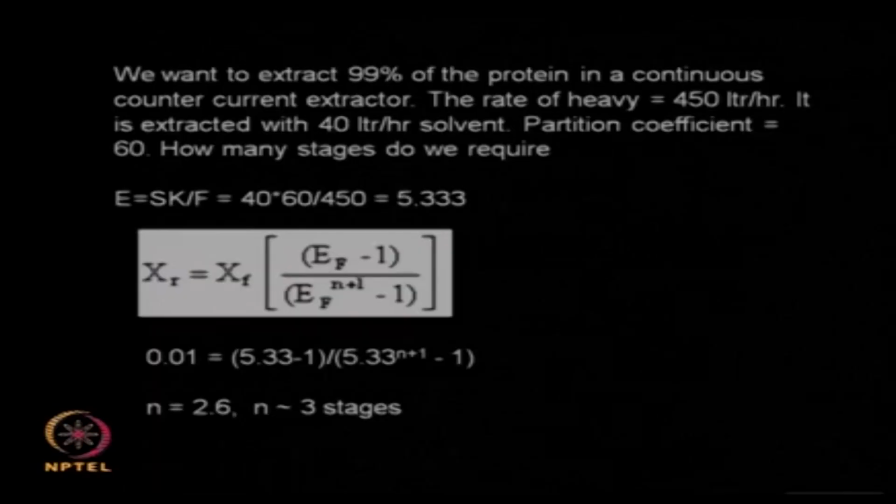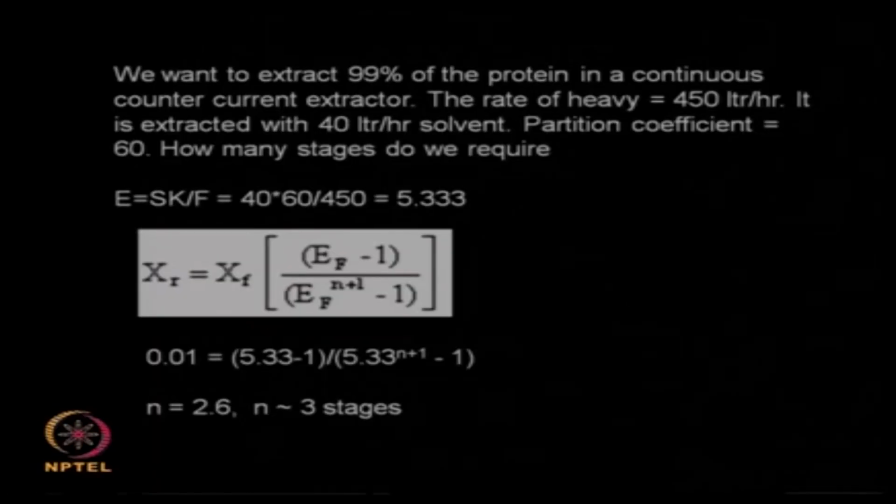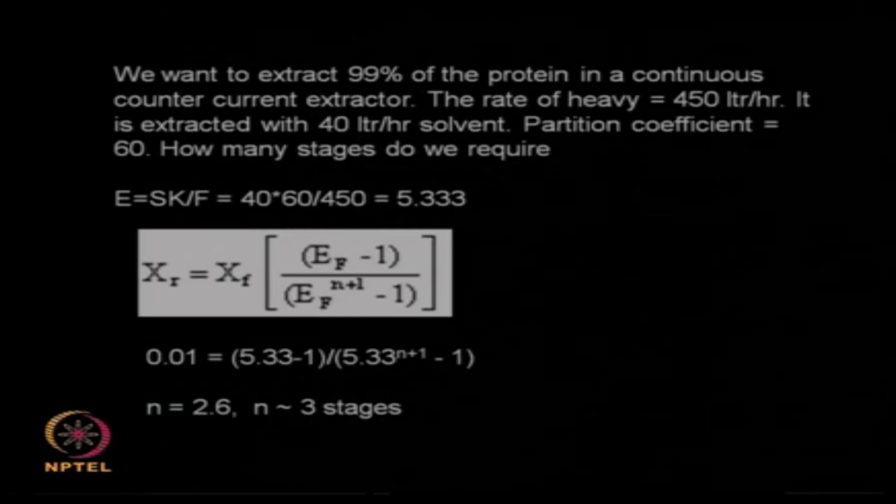So the most important condition or assumption here is that the streams leaving each stage are in equilibrium. That is a very important assumption in all these types of design calculations. So with 3 stages I will be able to extract 99%, and the main advantage of the continuous flow system is that the extraction can be performed in a continuous fashion.